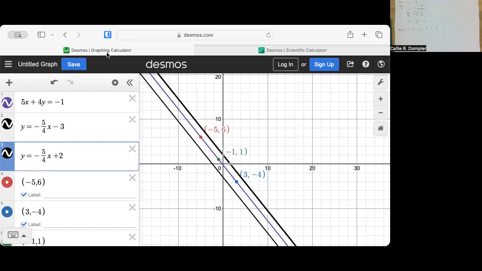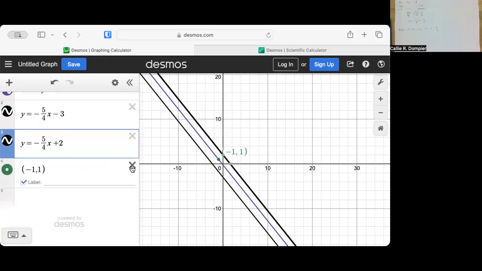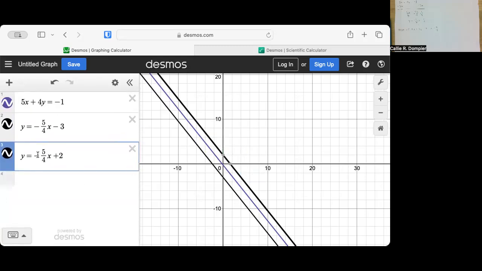Same slope, all right? Perpendicular slope is going to be the negative reciprocal of that slope. Y equals -5/4 x.